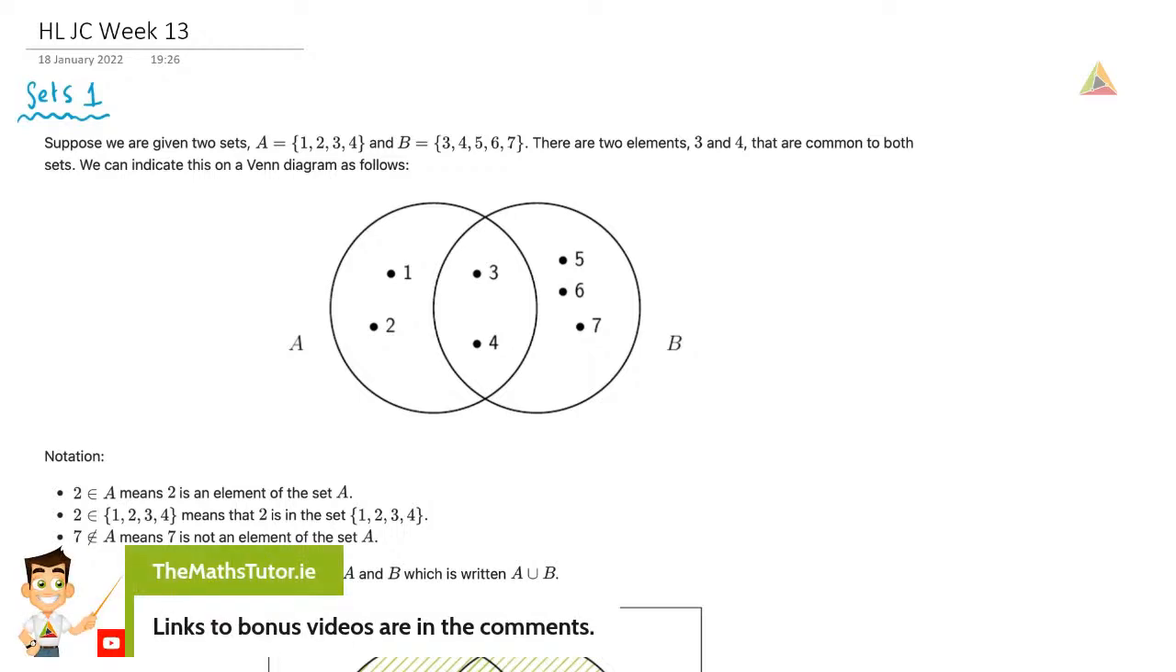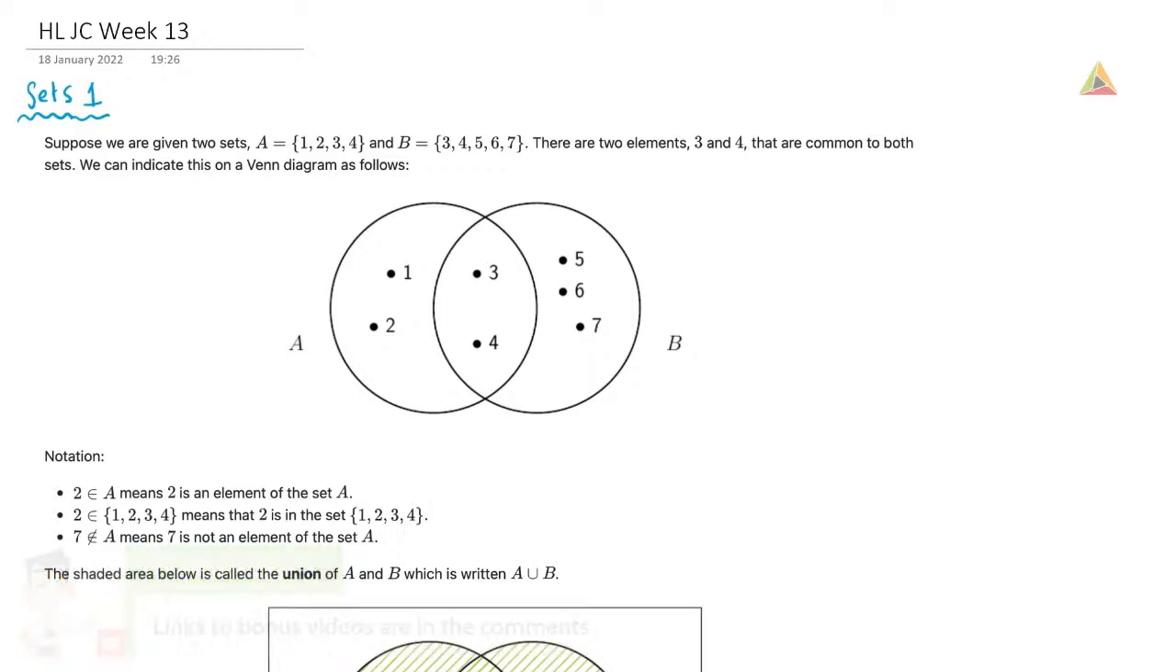So if we are given two sets, set A, which contains the numbers 1, 2, 3 and 4, and B, which contains the numbers 3, 4, 5, 6 and 7, we can see that there are two elements, 3 and 4, that are common to both sets. We have the number 3 in set A and the number 3 in set B. We also have the number 4 in set A and the number 4 in set B.